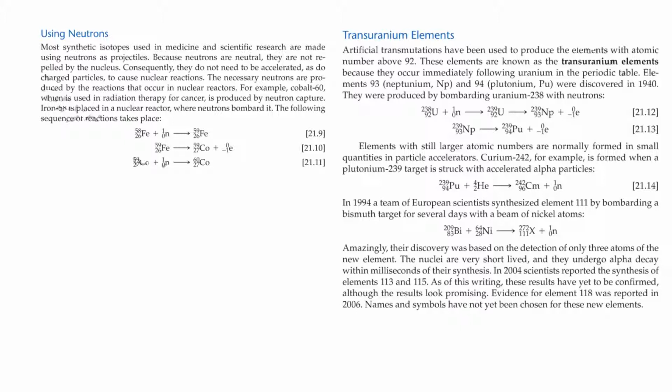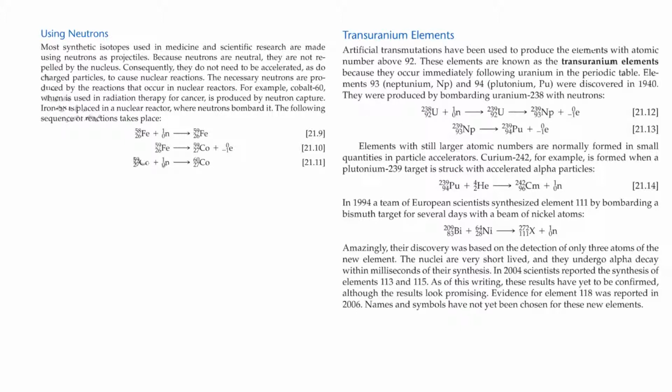Transuranium elements. Artificial transmutations have been used to produce elements with atomic numbers above 92. These elements are known as transuranium elements because they occur immediately following uranium in the periodic table. Elements 93 and 94 were discovered in 1940. They're produced by bombarding uranium-238 with neutrons. Elements with still larger atomic numbers are usually made in particle accelerators. Curium-242, for example, is formed when plutonium-239 is struck with an accelerated alpha particle.